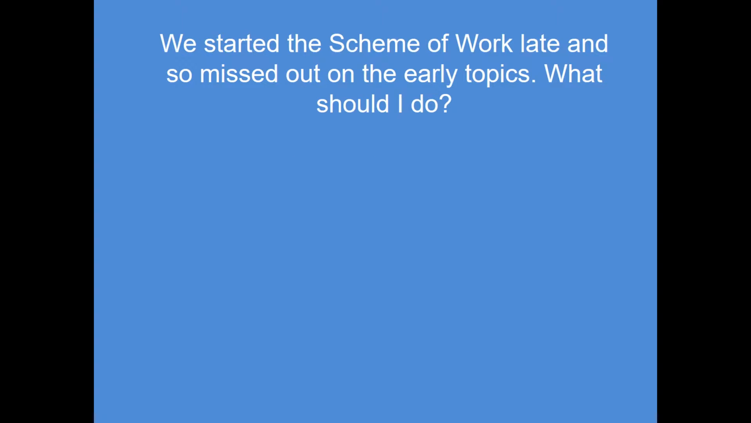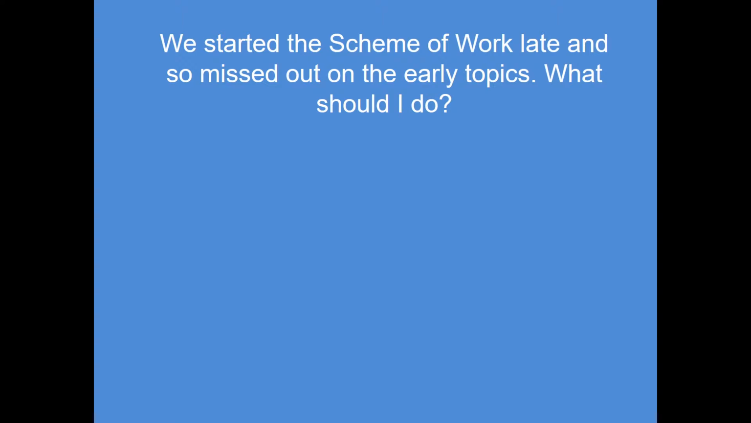The first question is this: we started the scheme of work late and so missed out on the early topics. What should I do? Now pretty much everybody's going to be in this boat, even if you adopted the scheme of work on the first day, because it was released in October, so there'll be topics from September that students won't have covered. My personal advice is to assign these at a later date.